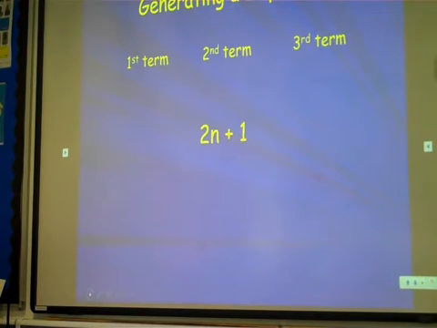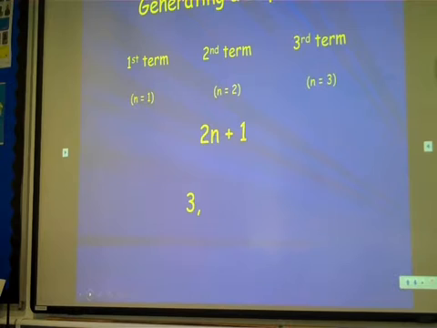So if I asked you to generate the sequence and the rule was 2n plus 1, then when I am trying to work out the first term, the value of n would be 1. When I'm working out the second term, the value of n would be 2. When I'm working out the third term, the value of n would be 3. Okay, are you happy with that idea so far? So the 10th term, the n will be 10.